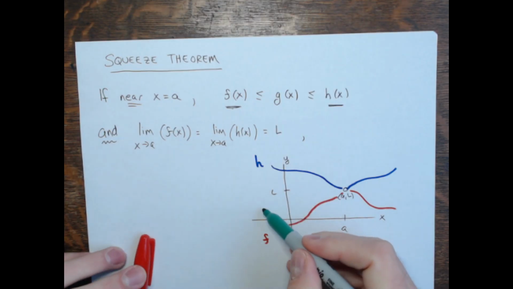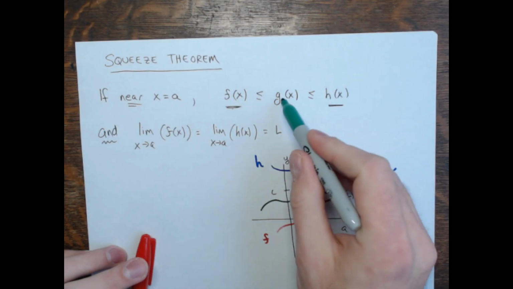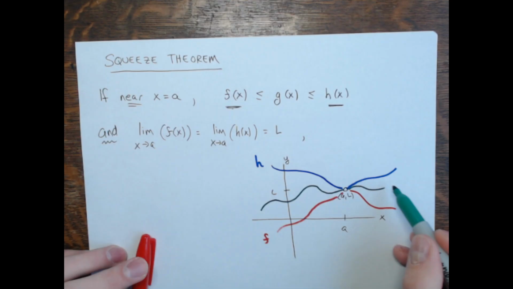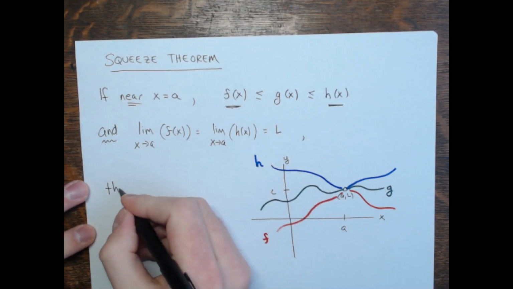So g could be somewhere in the middle here. That's got to be, right? It can't be lower than f, can't be higher than h near a here. Here's g. So g must be approaching that same location. And that's the conclusion of the theorem.